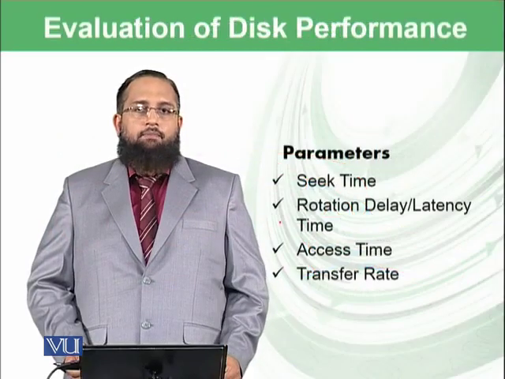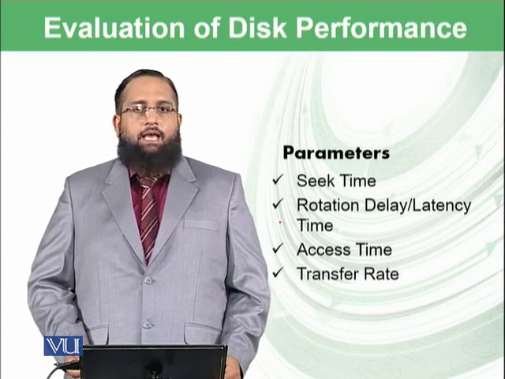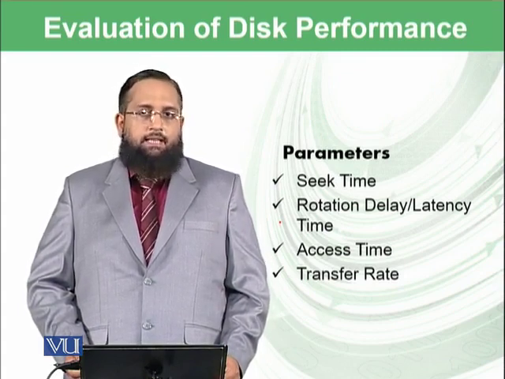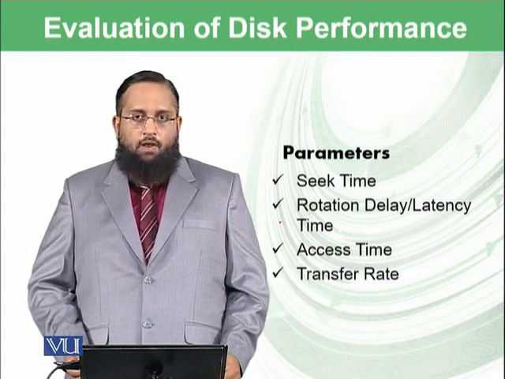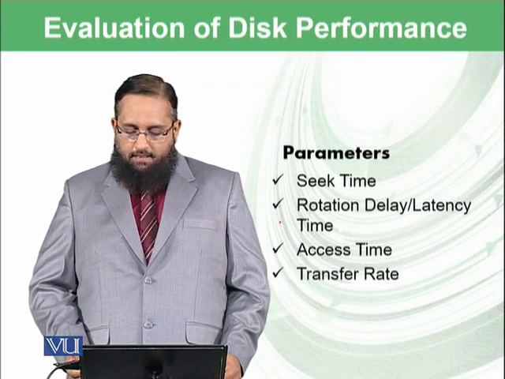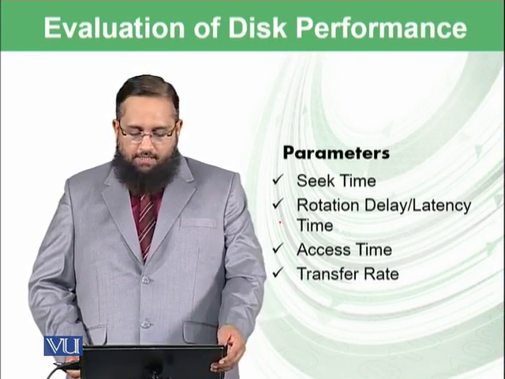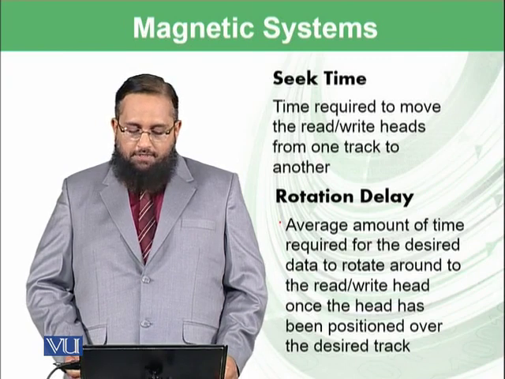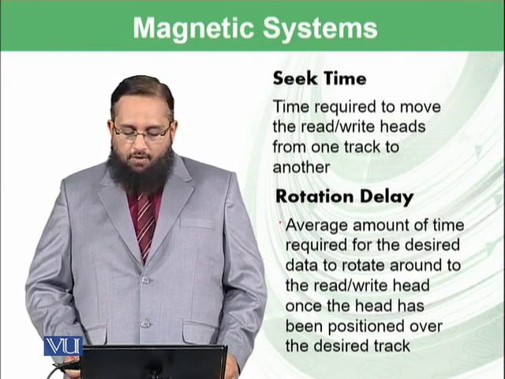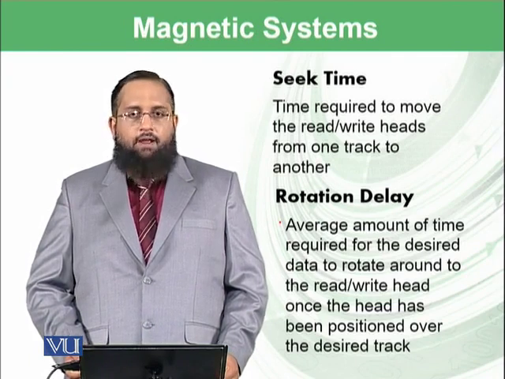Then there are different parameters to assess whether one disk is better or worse than another. So these are different parameters to gauge the quality of a disk. For example, seek time, rotation delay, latency time, access time and transfer rate. So let's define each of the parameters. So first of all is seek time. Seek time is defined as the time required to move the read-write heads from one track to another.